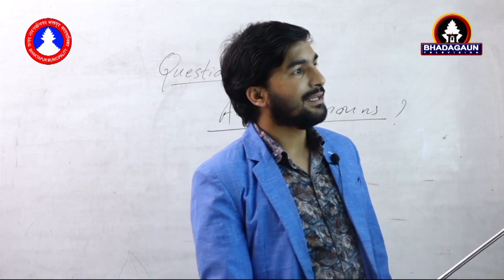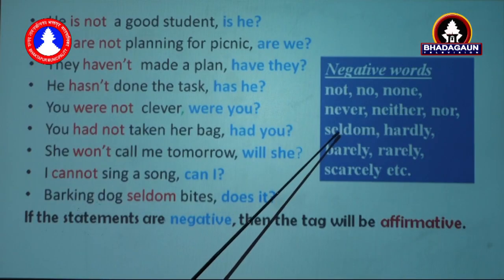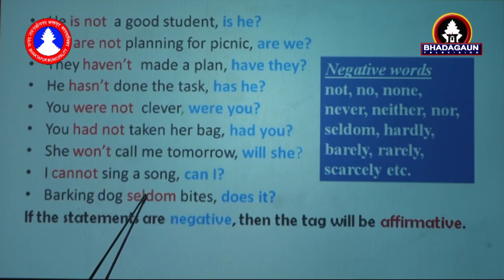For example, here is one seldom word present here, right? Seldom. Here is also seldom. Seldom means a negative word. Now this is a negative sentence. Now we have to use the positive tag. Bites is verb 5, so does, but dog is singular, so it.